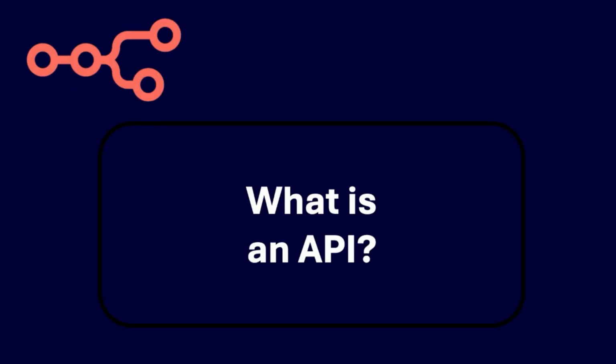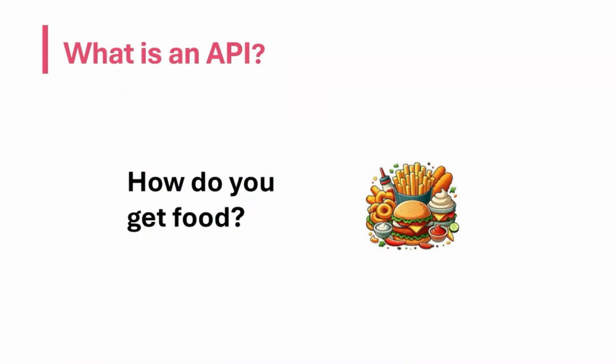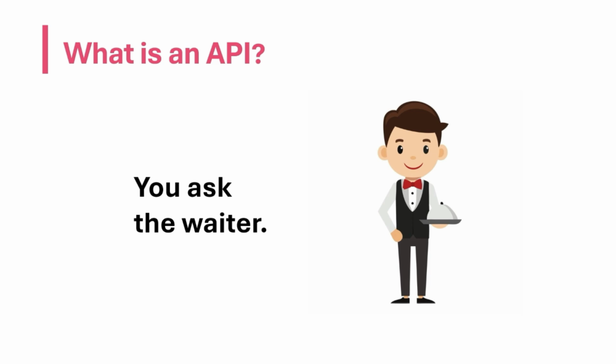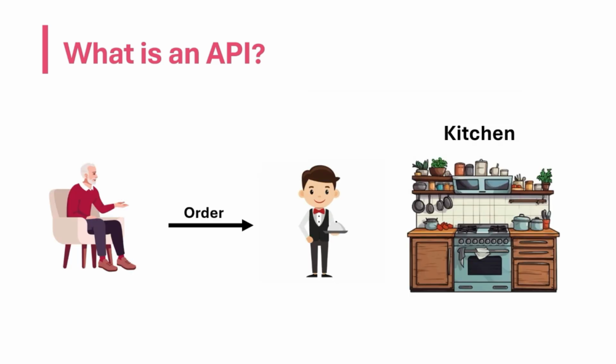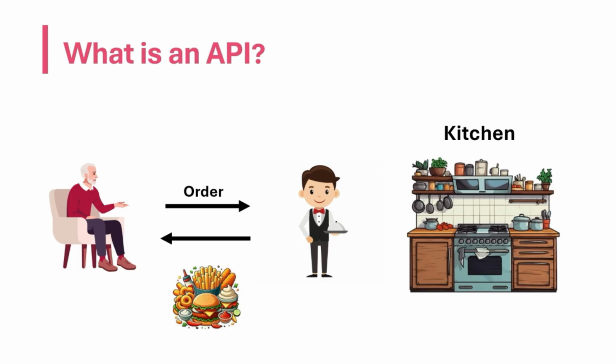So, what is an API? Let's start with the term API, which stands for Application Programming Interface. In simple words, it's like a messenger that helps two different software systems communicate with each other. To make it easy to understand, let's take a restaurant example. How do you get food? Whenever you go into a restaurant, you ask the waiter for food. He will go into the kitchen with your order, and he will come back with the response that he will bring your ordered food or meal.